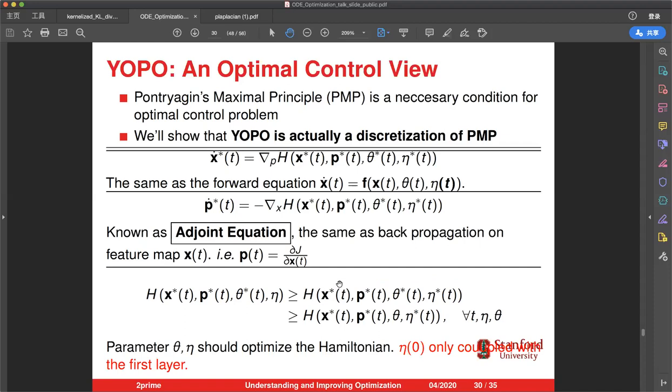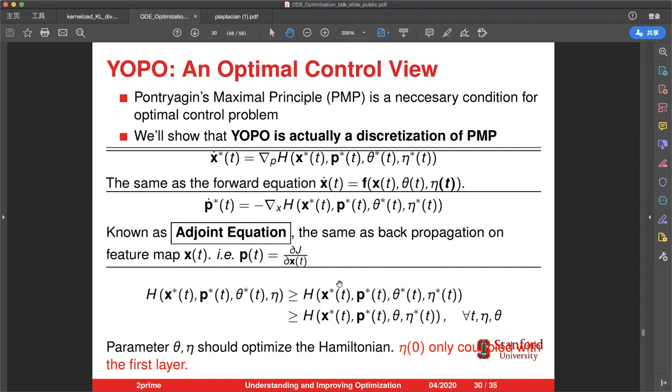It's like the gradient of your output with respect to your feature map. And you have another argmax of your Hamiltonian functions. So these three parts together give you the Pontryagin maximal principle. I just want to have a remark here. The Pontryagin maximal principle is like the KKT condition, but actually it's somehow stronger than the KKT condition.